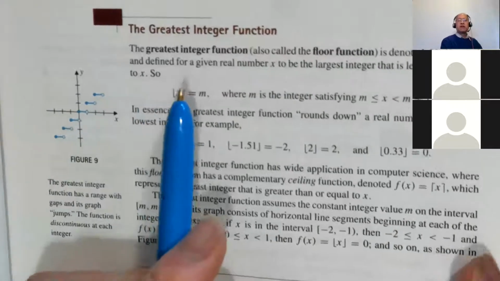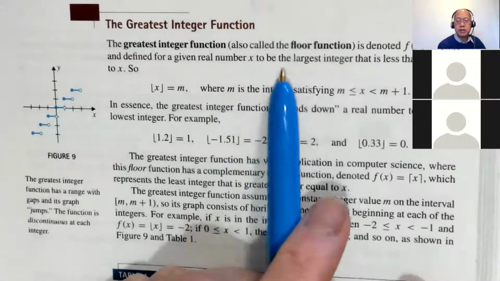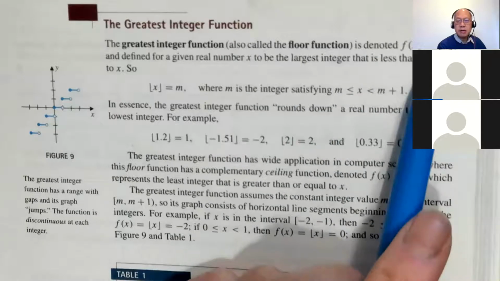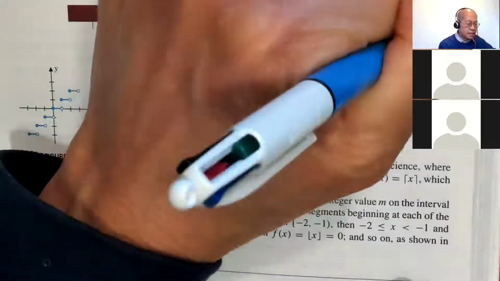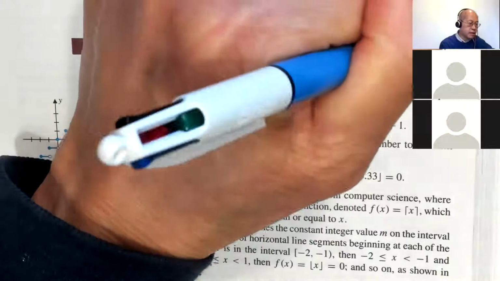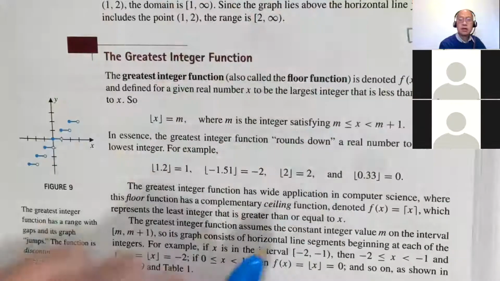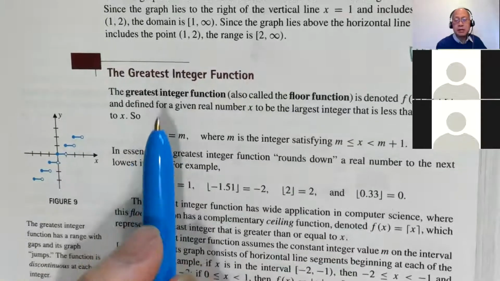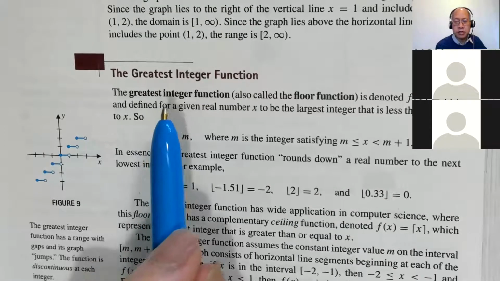Okay, greatest integer function, sometimes called the floor function. You write it like this. Some books make it like this. And this is actually what I'm more used to. Like that. And sometimes even with double brackets. This is sometimes thought of as the rounding down function.